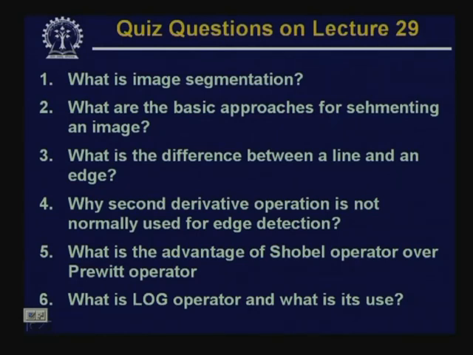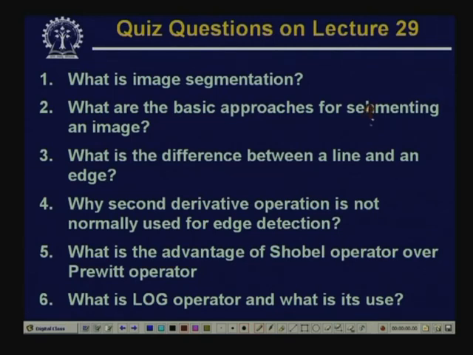The first question is, what is image segmentation? Second question, what are the basic approaches for segmenting an image? Third question, what is the difference between a line and an edge? Fourth question, why is the second derivative operation not normally used for edge detection? Fifth question, what is the advantage of the Sobel operator over the Prewitt operator? And the last question, what is the LOG operator and what is its use?